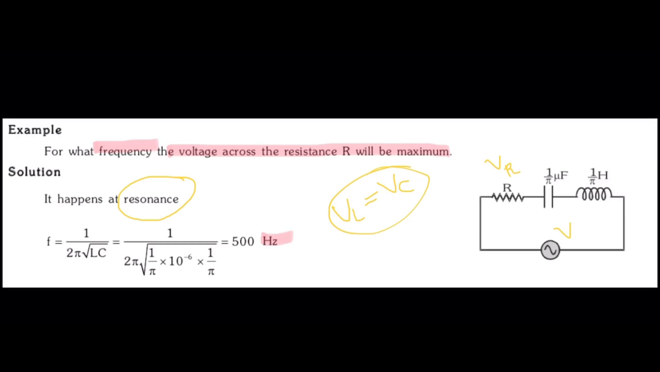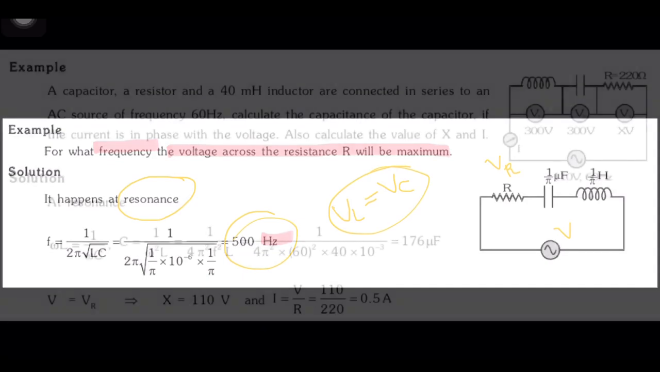Okay, so what frequency we have to set? We have to set a frequency f equal to 1 by 2 pi root LC. You have seen that in the previous RLC resonance circuit, right? So you get the value of 500 Hertz, which is what they are expecting us to find out.